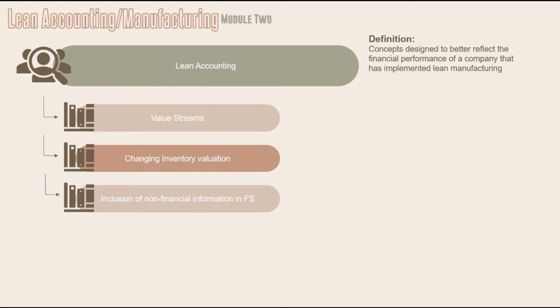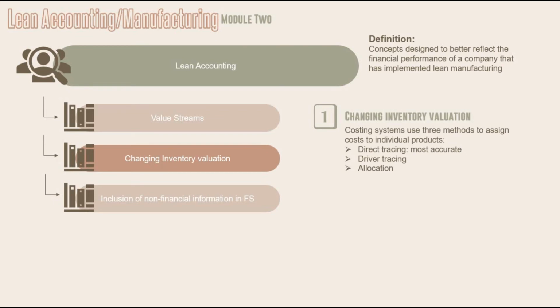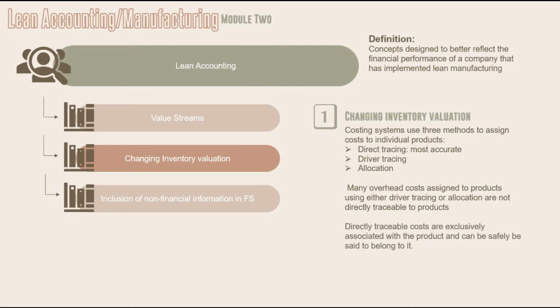Next is changing inventory valuation. In costing systems, three methods are used to assign costs to individual products, which are the following: direct tracing, which is considered the most accurate, driver tracing, and allocation. Resources dedicated to value streams make it easier to trace costs to products. It is important that directly traceable costs are exclusively associated with the product and can safely be said to belong to it. This is all for lean manufacturing and accounting.